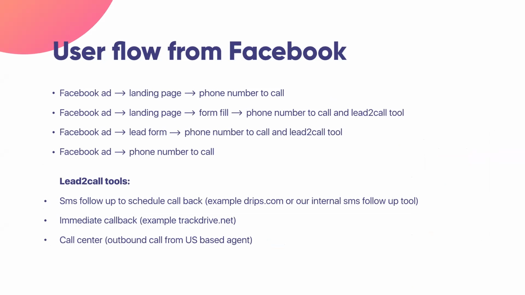Firstly, let me start by describing the user flow from Facebook, how people can find out about your offer and how they can call it. The first thing is pretty simple. It's a Facebook ad that refers to a landing page, and on the landing page there is a phone number to call. The second one is when you refer to a landing page that has a form field, and the user fills in this form, and then you show him the phone number to call and use a lead to call tool. I will speak about the lead to call tool a little bit later.